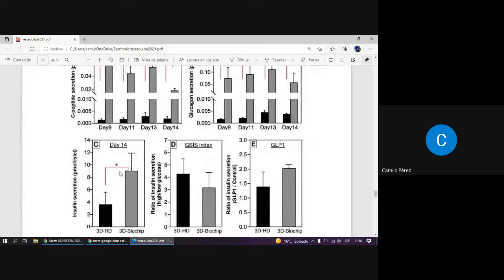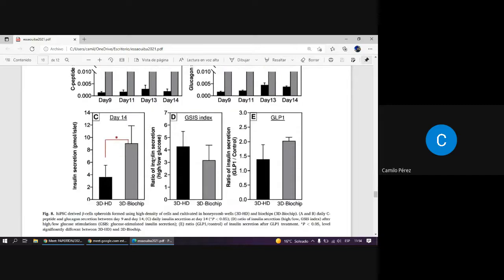In the end, they look at the days and the cell viability and show how the microfluidic device improves the performance of the experiments and allows seeing more biomarkers.